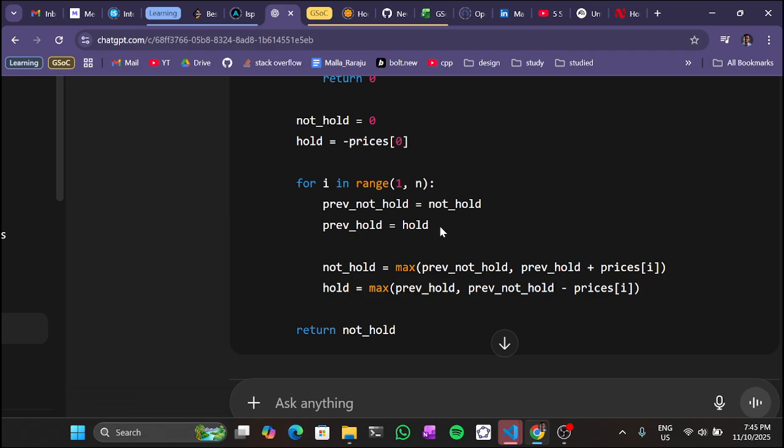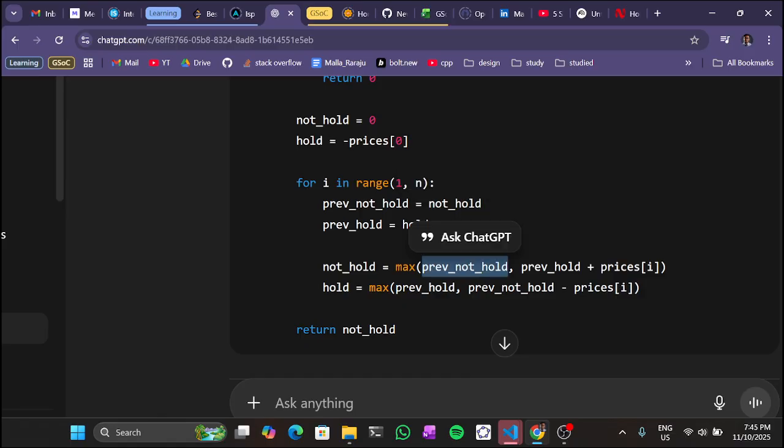We gave them like previous not hold equals not hold. Previous hold is hold. Okay, I got it, guys. So these are the previous pointers. So it is our previous choice whether to hold or not hold. And if we are previously not holding, then what can we do? If we are not previously holding, then we can buy something.